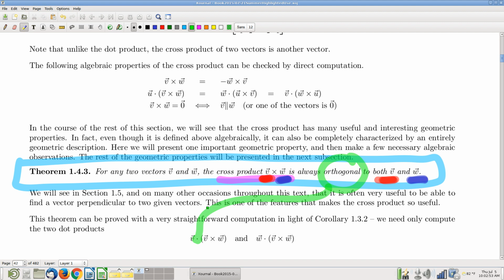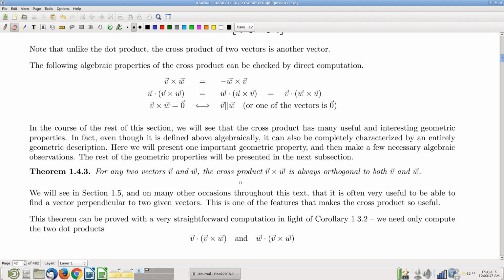So if you want to check that the cross product is orthogonal to, for example, V, well, then you take the dot product of V and the cross product. Right? So plug and chug. You can compute this out. You have a formula for the cross product. You have a formula for the dot product. Crank. There's only 6 terms. It's not that bad. Everyone should do this once in their lives. It turns out you get 0.